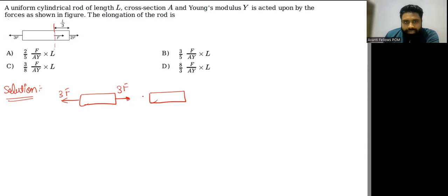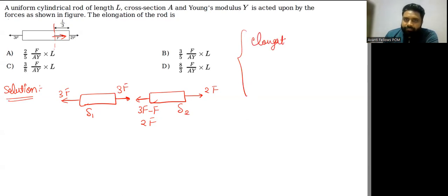In opposite to that, because these sections are not separate, these are joined with each other, the opposite reaction to this 3F will also be here. But you will see that there is an internal force F, which is opposite in the direction of 3F. So it will result in 3F minus F, which is 2F. And that is why we finally have 2F. So suppose the elongation by 3F force in this is delta 1 and elongation by 2F is delta 2.